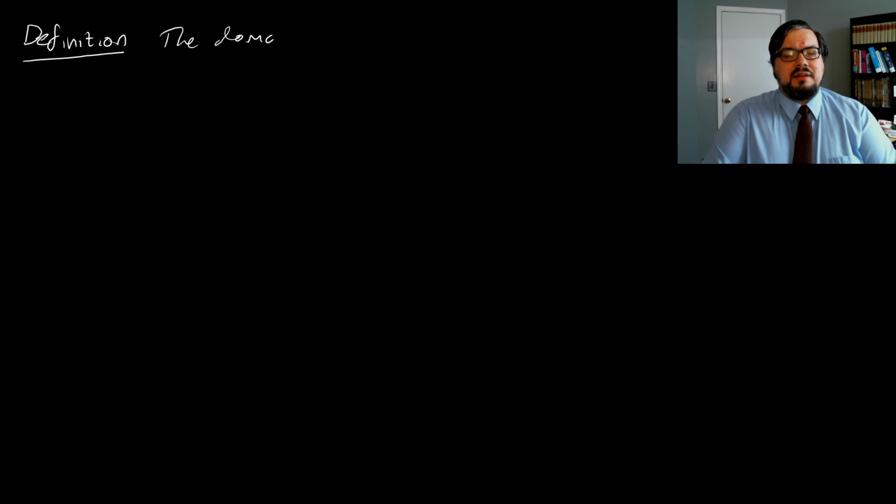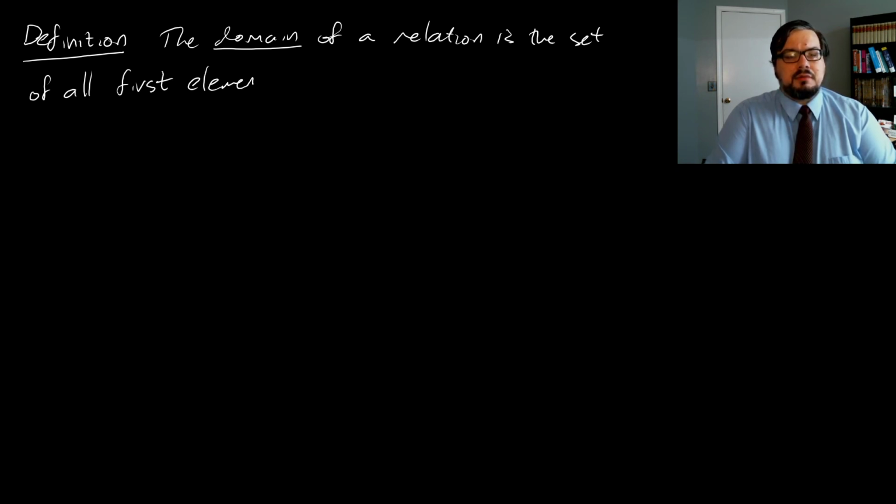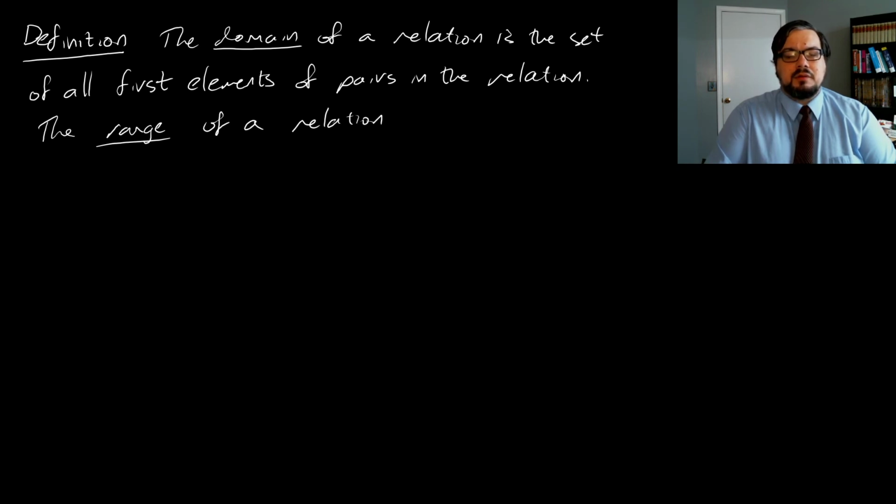The domain of a relation is the set of all first elements of pairs in the relation. The range of a relation is the set of all second elements of pairs in the relation.